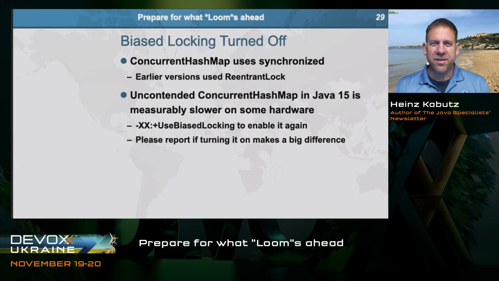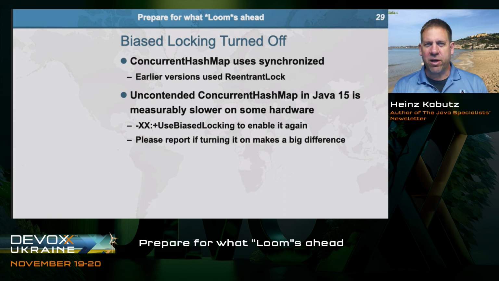If you find that your system is running noticeably slower once you go to Java 15, try turning biased locking on again, with -XX:+UseBiasedLocking, and if it's faster than it was before with it off, then you can report it. Most likely it will not be faster. It might be something else.